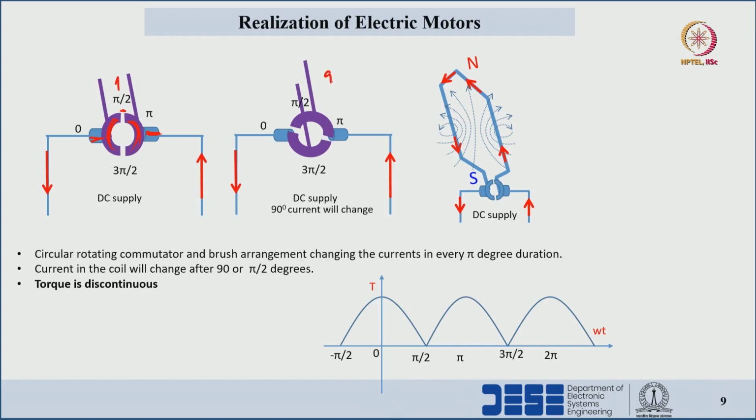After rotating 90 degrees we can see the current is reversed: here current is going out and here current is coming in. Earlier in this conductor current was going out, now current has started coming in. Just rotate a few degrees, like 10 or 20, then automatically the current will be reversed at this particular point, based upon the brush arrangement. Here one more problem is that the torque is discontinuous. We can see the torque coming down to 0, then increasing, and then coming down to 0 again. We see discontinuous torque here. How to avoid this discontinuous torque, we will see now.